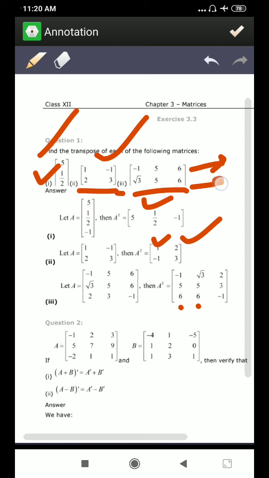Actually, some misprint is there in this. Actually, the third row is also there. That is 2, 3 and minus 1.